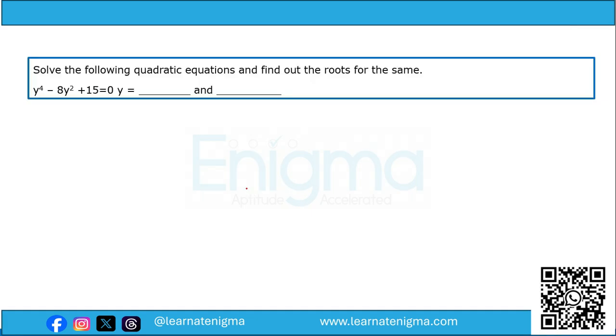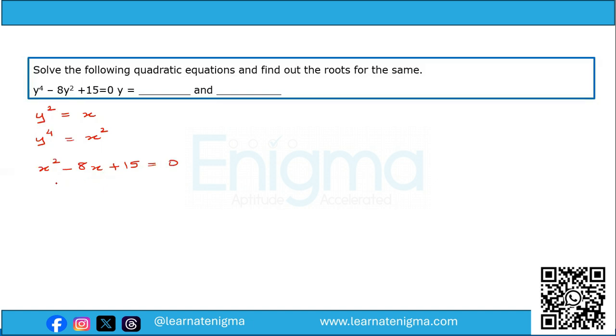Solve the following quadratic equation and find out the roots for the same. y raised to 4 minus 8y square plus 15 is equal to 0. Now let's assume y square is equal to x. Therefore, y raised to 4 becomes x square. So therefore, the quadratic equation becomes x square minus 8x plus 15 is equal to 0.